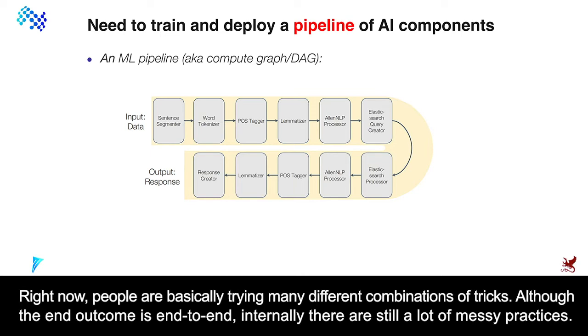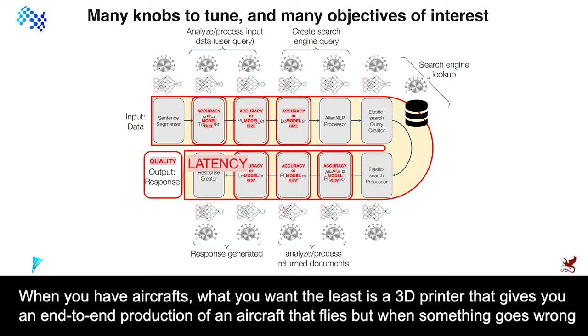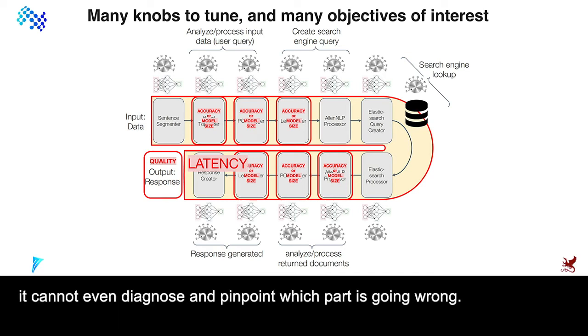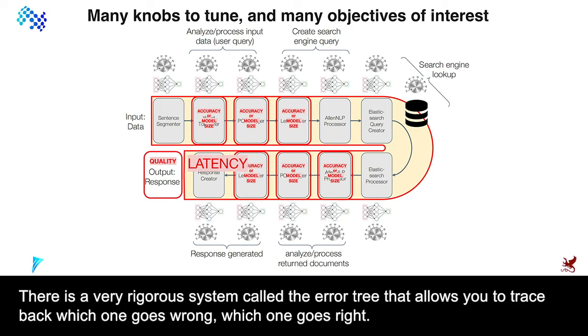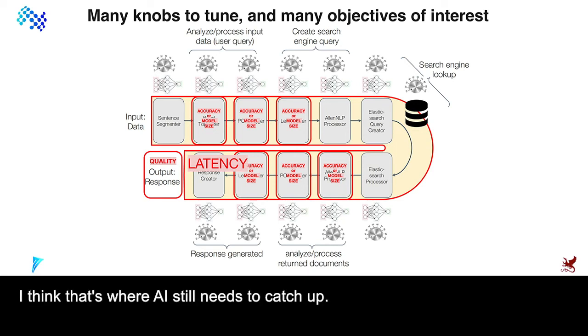And although the end outcome is end-to-end, internally, there are still a lot of messy practices. When you have an aircraft, what you want the least is a 3D printer that gives you an end-to-end production of an aircraft that flies. When something goes wrong, it cannot even diagnose and pinpoint which part is going wrong. There is a rigorous system called the error tree that allows you to trace back which one went wrong, which one went right. I think that's where AI still needs to catch up.